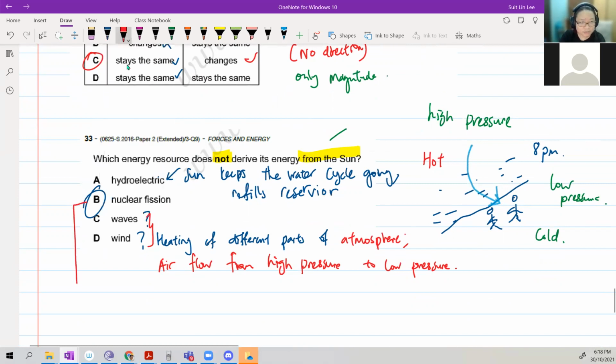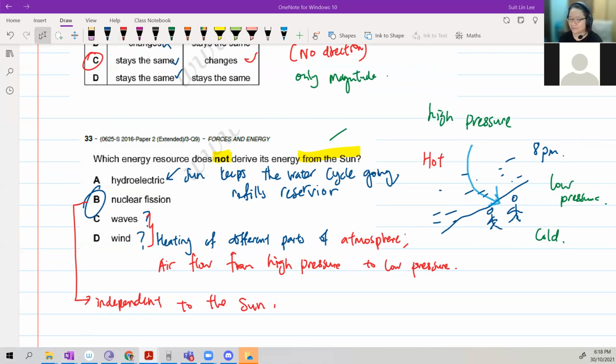So the only thing you have is fusion. Nuclear fission, this one, as long as I can find the nucleus that is radioactive, whether it's uranium or lanthanum or any of those high-tech things, I don't need the sun. The sun doesn't cause the nucleus to split apart. Okay. So this is independent. Independent means not related to the sun.